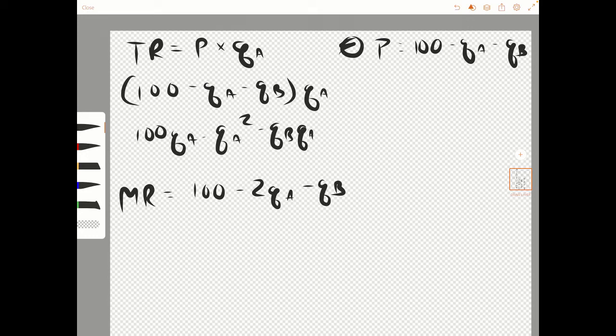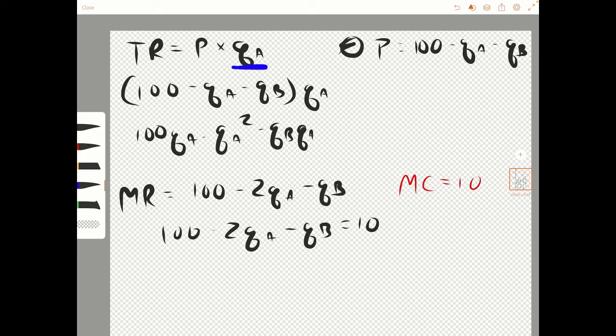Now we can set this equal to our marginal cost to solve for the output of interest here. So marginal revenue equals marginal cost. Remember, marginal cost is 10. So we set these two things equal to each other, which means 100 minus 2QA minus QB equals 10. Now, it's important to remember that we are looking for QA. That's what we're trying to solve for.